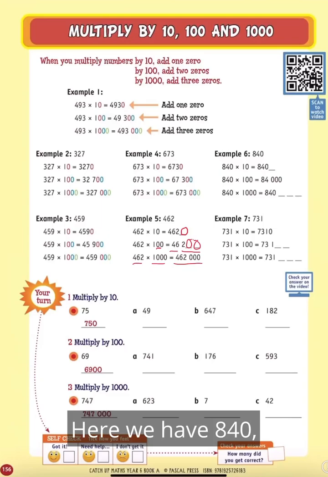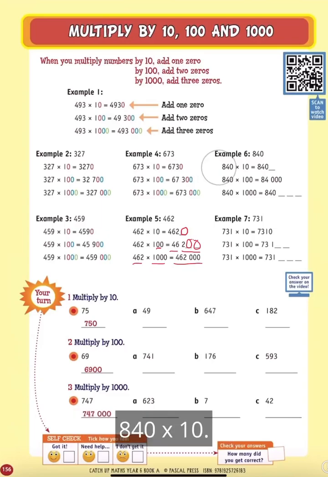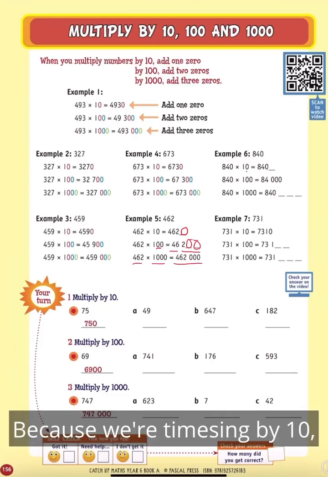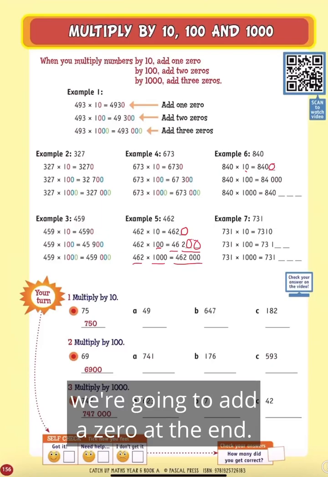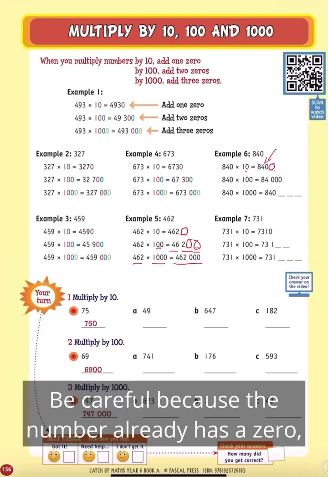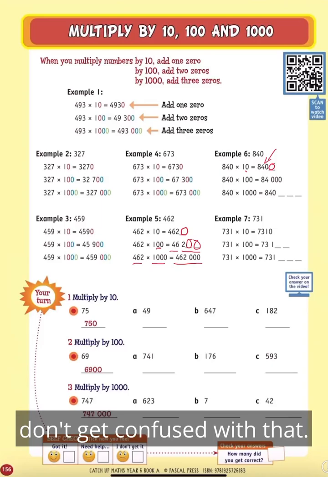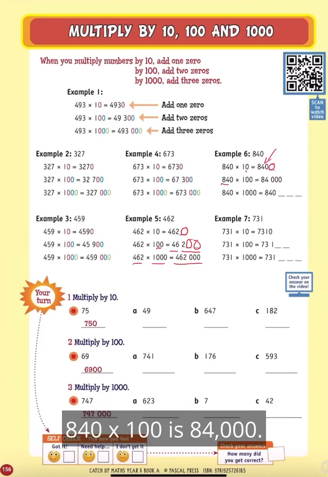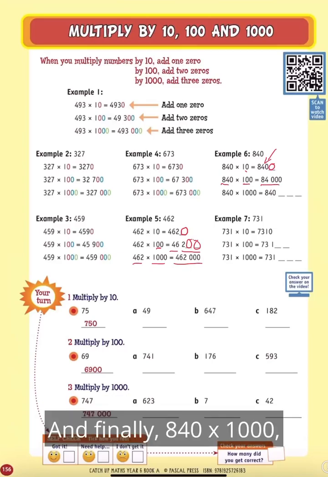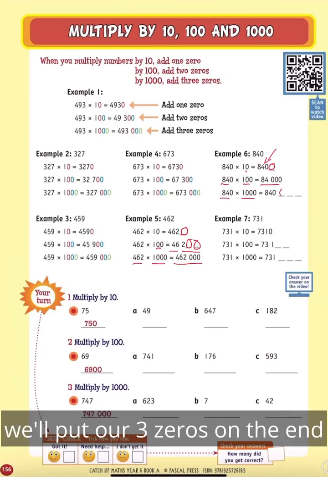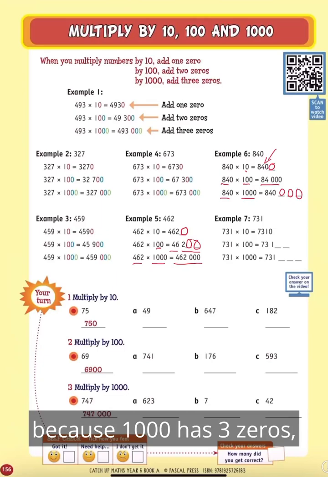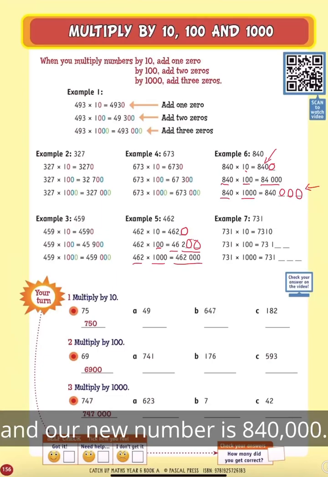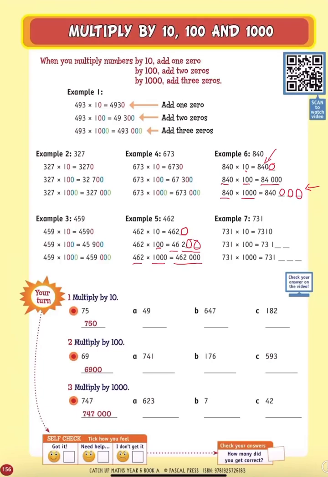Here we have 840. 840 times 10. Because we're multiplying by 10, we're going to add a 0 at the end. Be careful because the number already has a 0. Don't get confused with that. 840 times 100 is 84,000. And finally, 840 times 1,000, we'll put our 3 zeros on the end because 1,000 has 3 zeros, and our new number is 840,000. Now let's look at example 7.